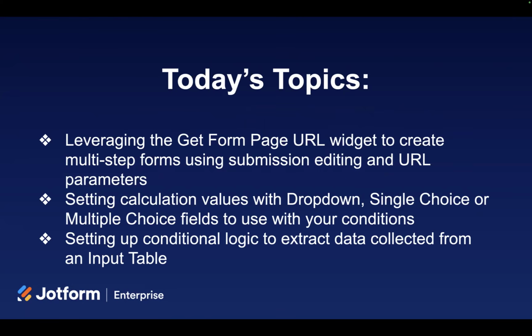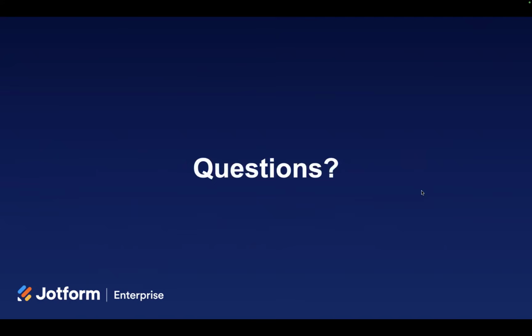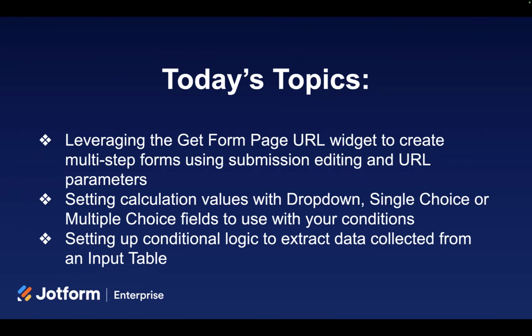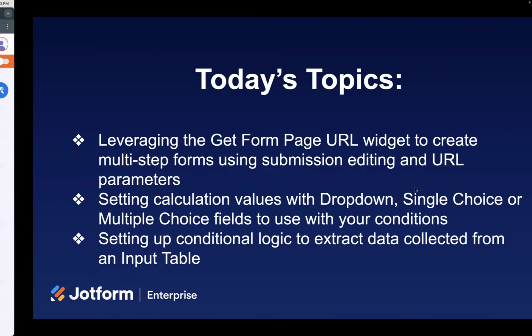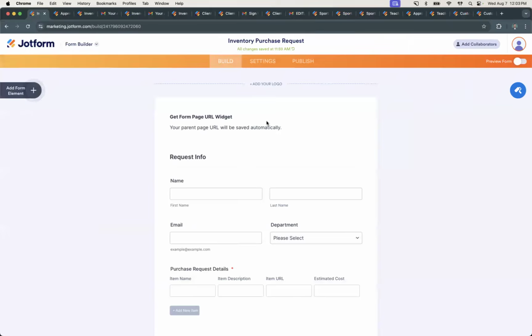We'll also explore setting up calculation values with certain fields such as dropdowns, single choice, or multiple choice, and then use those values within various conditions. And finally, we'll get into the use of input tables and how data can be extracted from those tables into individual fields to either use in conditions or just track within their own table columns. So let's get started by taking a look at the getForm page URL widget.